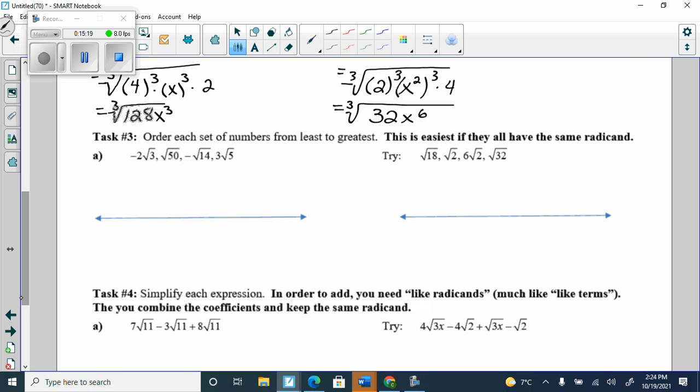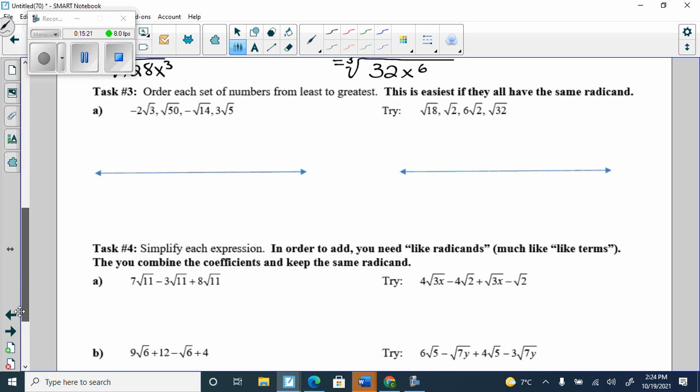I'm not worried about task 3. We're going to go to task 4. So task 4 you guys looked at last year. You added and subtracted them. So here it says simplify each expression.